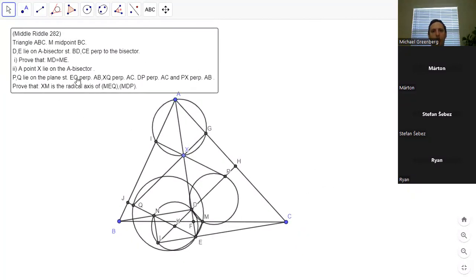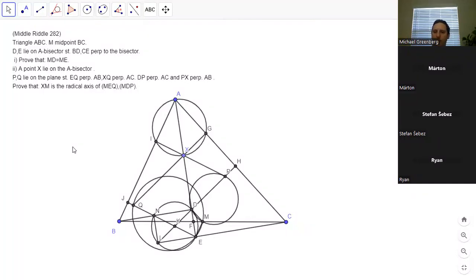But how did you go from powers to like poles and polars? I forgot what you were saying. Well, if it has the same power, that means the length of the tangents to each of the circles is the same, right?